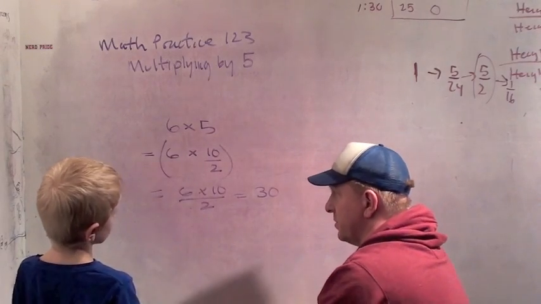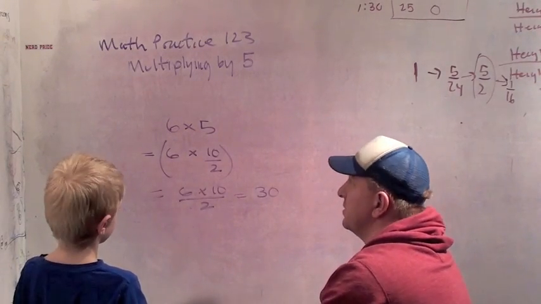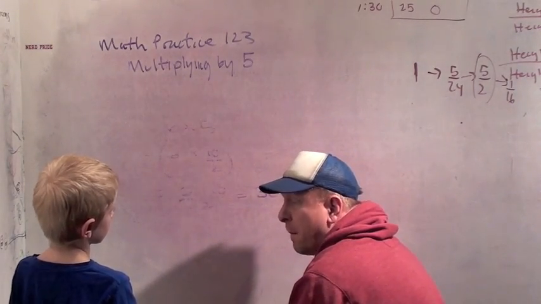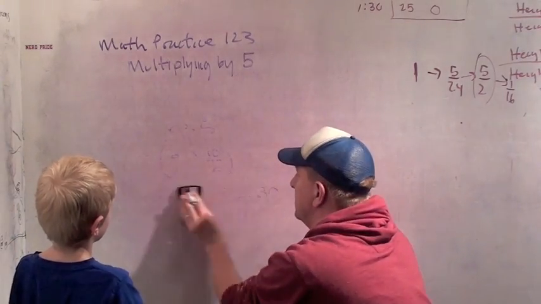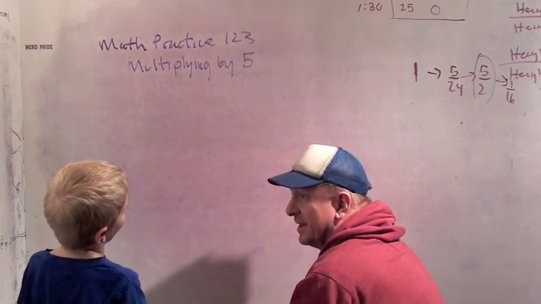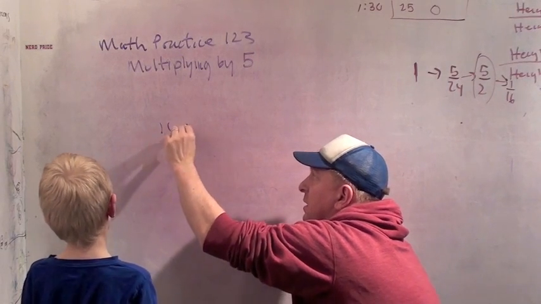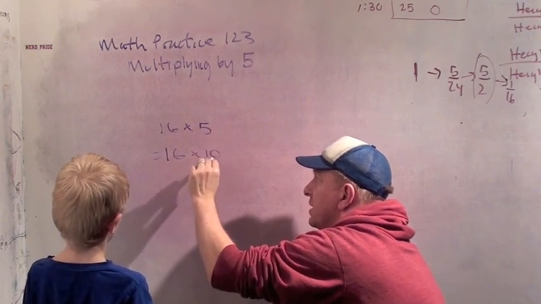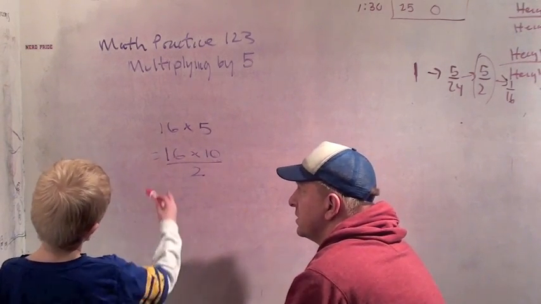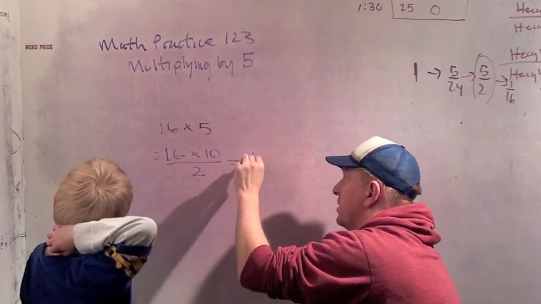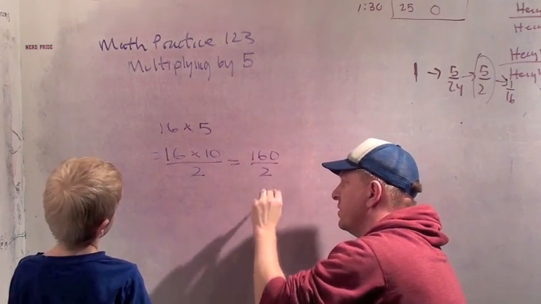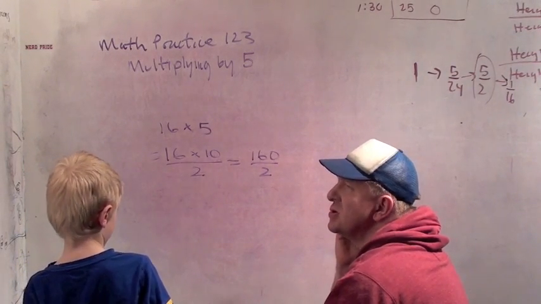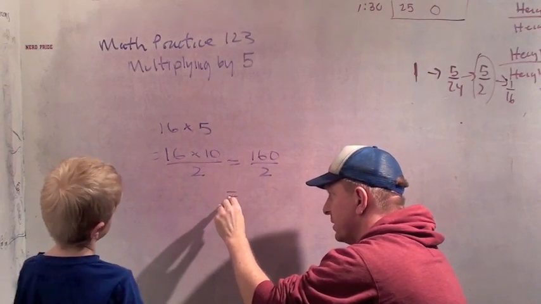Now, this isn't always easier. You may have already known that 6 times 5 was 30, but sometimes it's easier. Let's do 16 times 5. Whoa! So we'll do our little procedure and say this is equal to 16 times 10 divided by 2. 16 times 10 is 160, which is 160 divided by 2. And what is 160 divided by 2? It's 80. Very good.